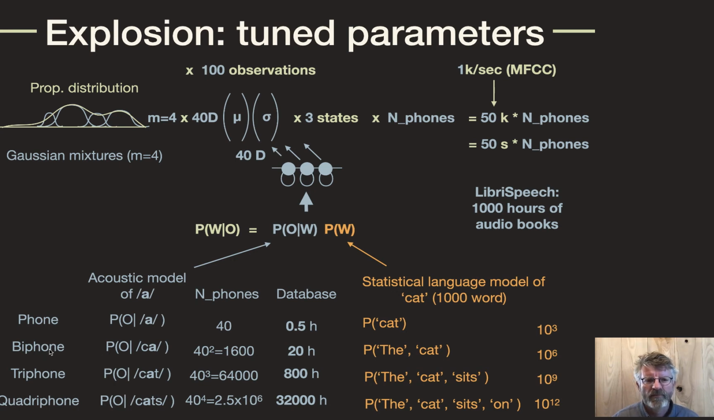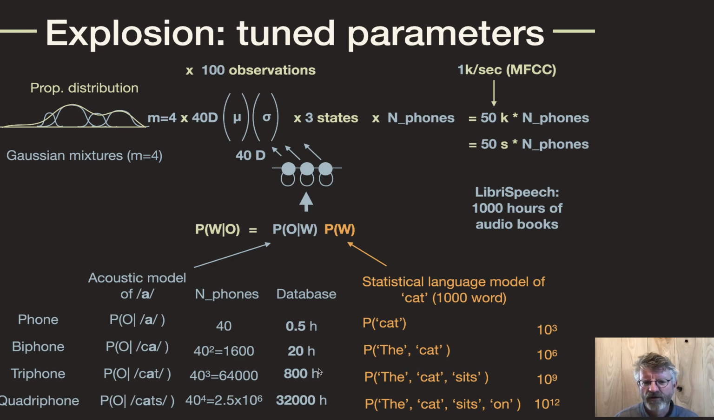For a biphone database, we need about 20 hours, which is still doable, but it's still not the best recognition system that we can make. A triphone system needs about 800 hours, and a quadriphone system needs about 32,000 hours. And this is, of course, already a lot of work. For example, a modern database, LibriSpeech, has about 1,000 hours of audiobook. So with this rule of thumb, you can say that it is mainly triphone, and it has a number of quadriphone models as well.